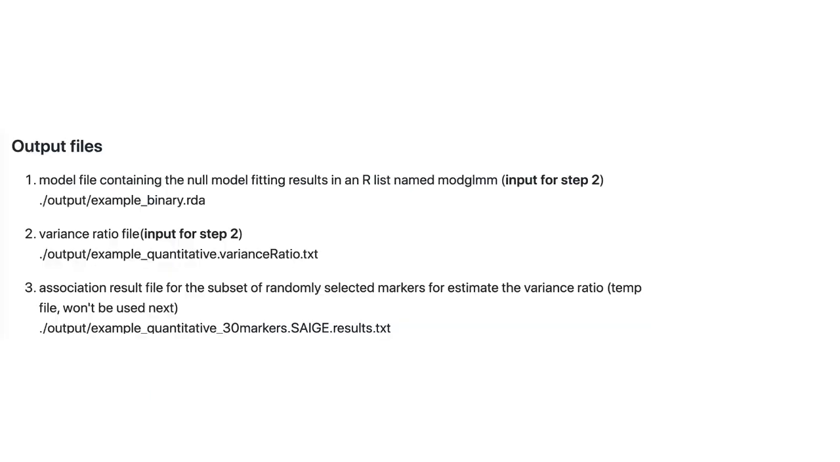Step 1 will generate 3 output files. As you can see, the model file ending with .rda, the variance ratio file, which contains a number for the variance ratio, and then the association result file, which is an intermediate file. The first two will be used as input for step 2.